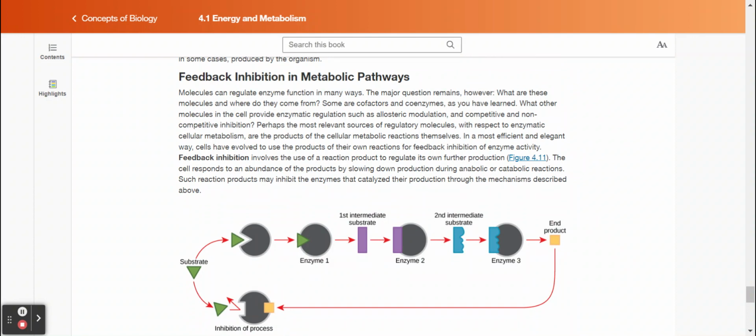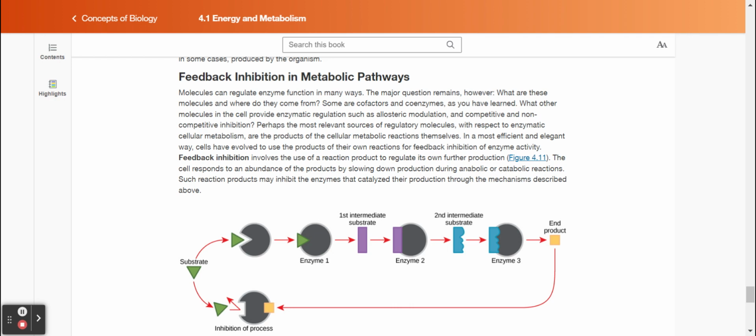Feedback inhibition in metabolic pathways. Molecules can regulate enzyme functions in many ways. The major question remains, however, what are these molecules and where do they come from? Some are cofactors and coenzymes, as you have learned. What other molecules in the cell provide enzymatic regulation, such as allosteric modulation and competitive and non-competitive inhibition? Perhaps the most relevant sources of regulatory molecules, with respect to enzymatic cellular metabolism, are the products of the cellular metabolic reactions themselves.